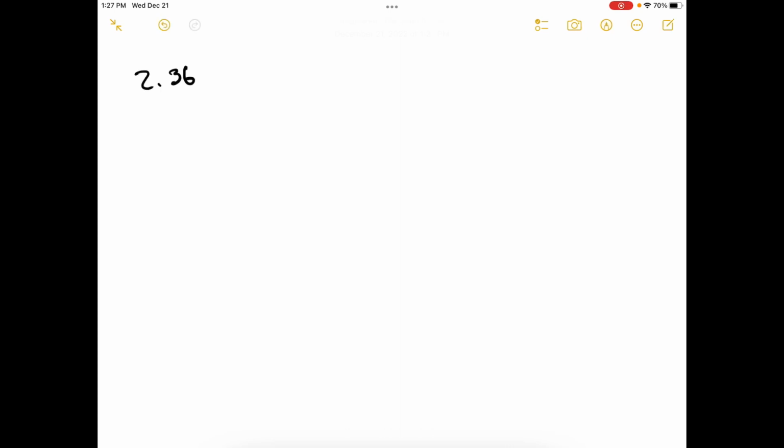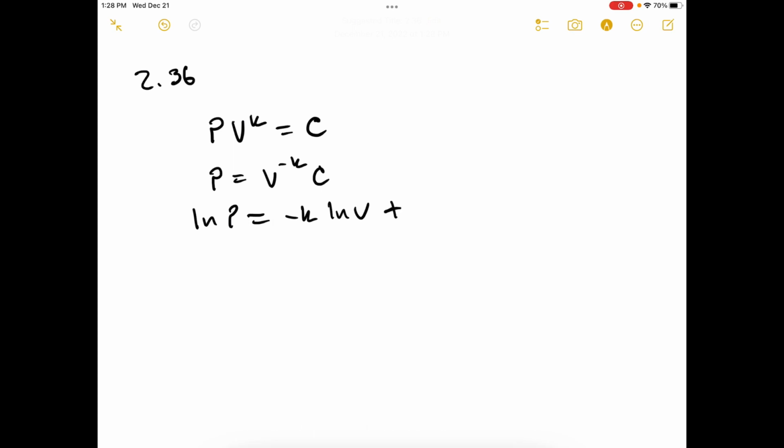2.36. We've got PV to the K equals C. Okay, let's turn this into a linear equation, so we can do linear regression on it and then solve for the parameters K and C. Since K is an exponent, I think what we're going to do is move V over to the other side, and then we can take the natural log and get this expression.